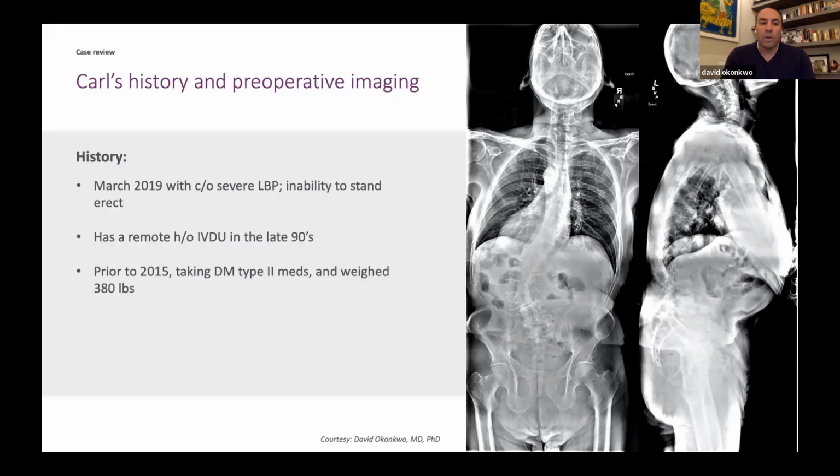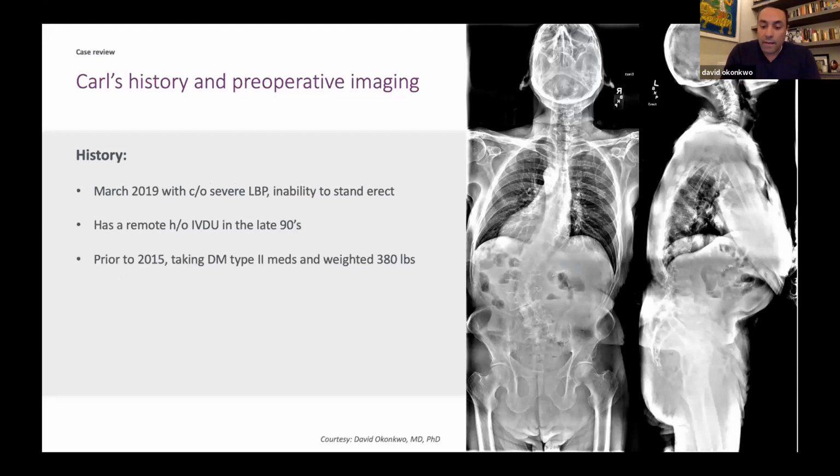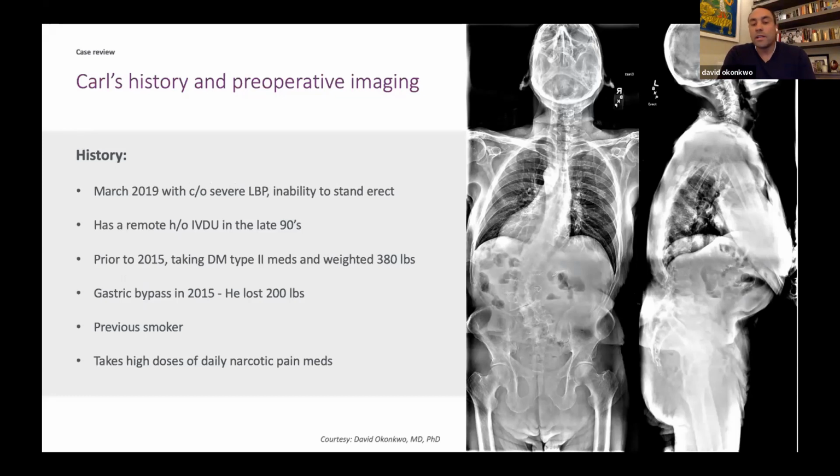He presented in March of last year with complaints of severe low back pain. I had actually previously met him in 2017 and discussed with him why he was so far away from being a surgical candidate. He returns in March 2019, continuing to complain of severe low back pain and inability to stand erect. He had a remote history of IV drug abuse in the late 90s. And prior to 2015, he had type 2 diabetes and weighed 380 pounds. So he got a gastric bypass and subsequently lost 200 pounds.